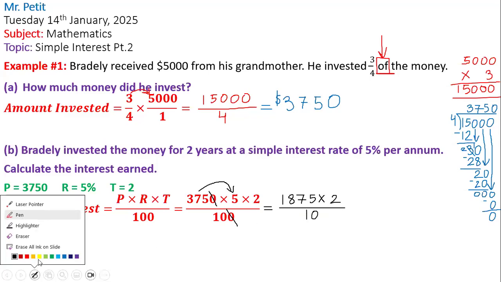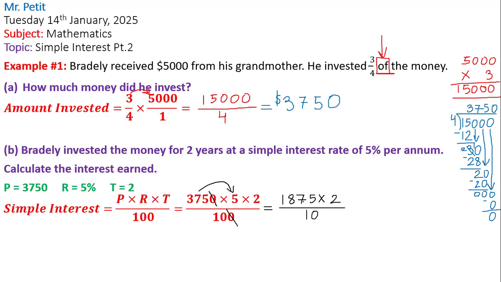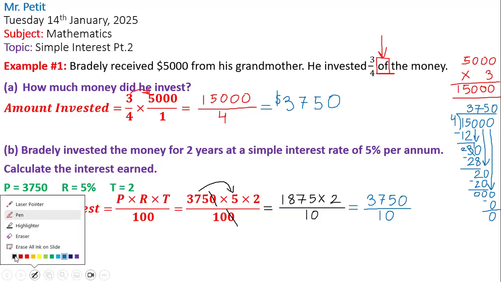Next, we say 1,875 multiplied by 2 gives us what? 3,750, right? That's what I got. Mr. Petit, I multiplied and went all the way up to 37,500 and then divided by 100. Okay, that's nice. Now here, all we need to do is cancel it, right?